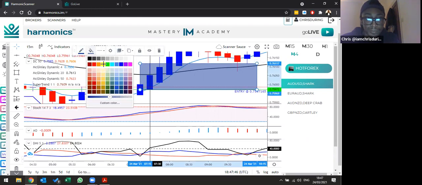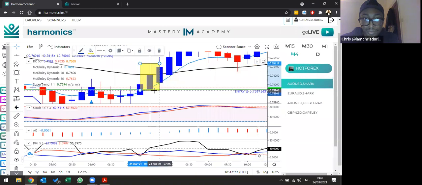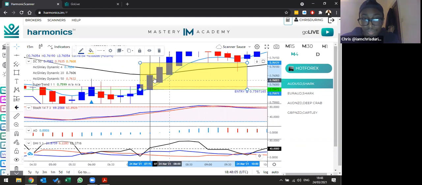So that's our confirmation candle there, and I've just extended it from the wick to the body. Anywhere within that confirmation candle, you can enter this trade. So literally when that candle closes, you can get in for a buy.